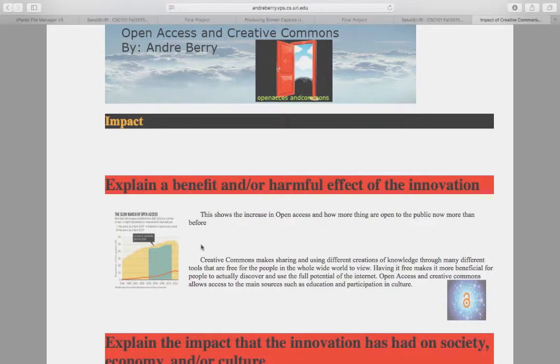And one harmful effect that I could think of is that libraries are becoming less and less important in society because of the web we have. We have Google, which is probably the main source used to find information in the world, and having that is a big part of where we are becoming.